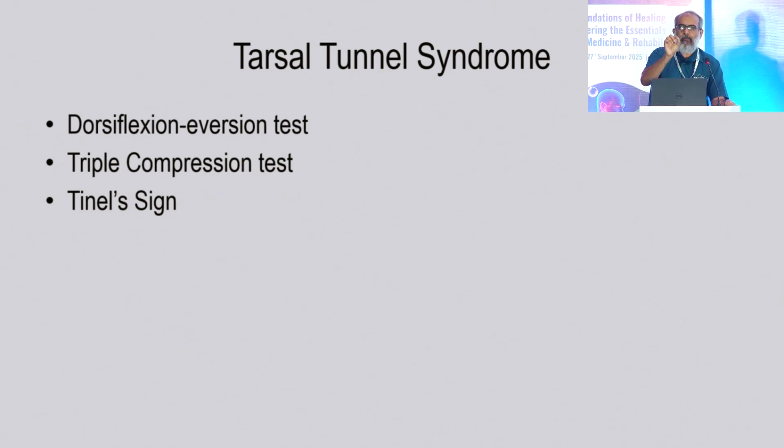So you must always remember the structures on the medial side. The very famous code for that: Tom, Dick and very nervous Harry. The tibialis posterior, the flexor digitorum, artery, vein, the posterior tibial nerve and the flexor hallucis. That is the order. You must remember that, and that is the point where you have to look for the Tinel sign in tarsal tunnel syndrome.